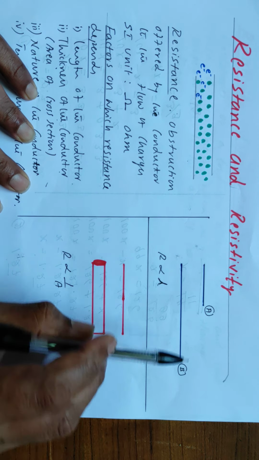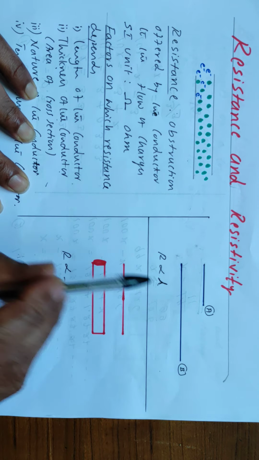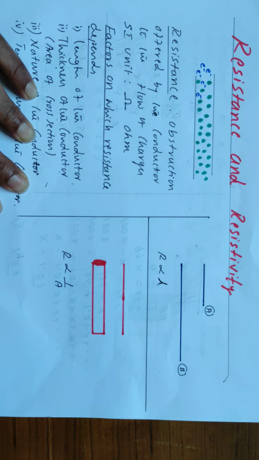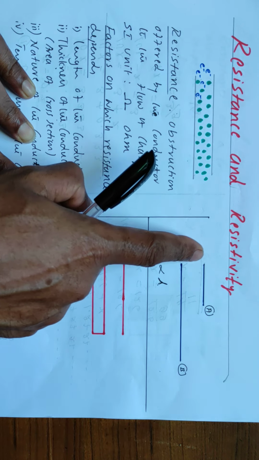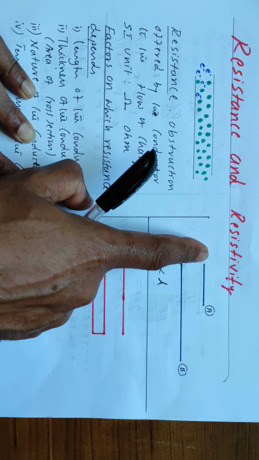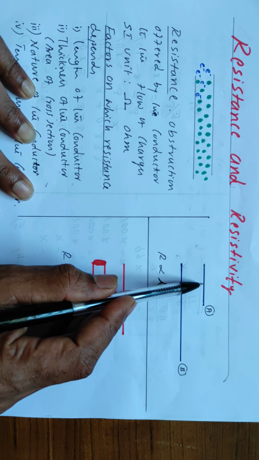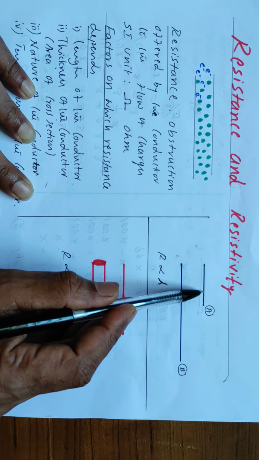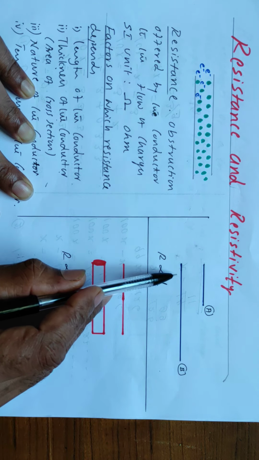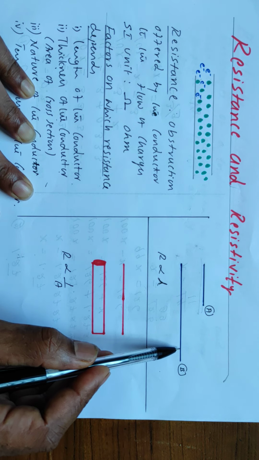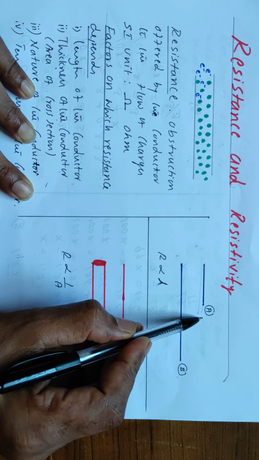Here I have two samples. These two are made of same material. They are maintained at same temperature. They have same thickness. So the only factor I varied here is length. Here the collisions will be less because the path itself is less. Here electrons have to travel a longer distance, so the number of collisions will be more. That means obstruction is more in this case, and obstruction is less in this case.